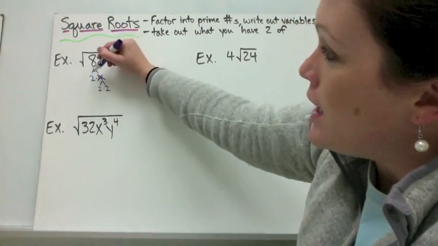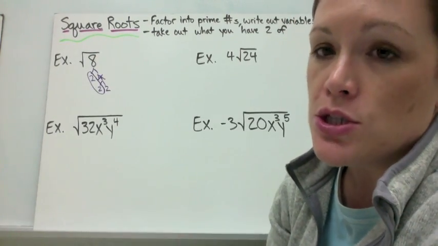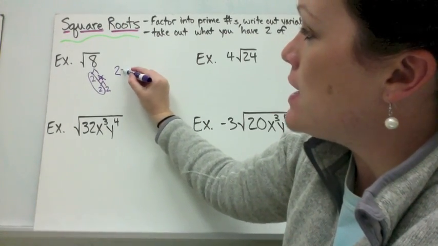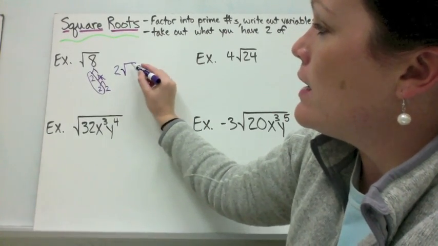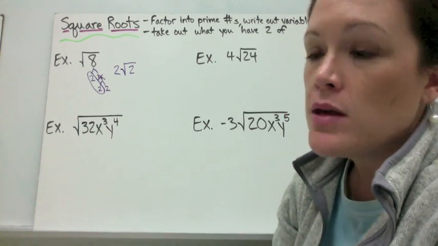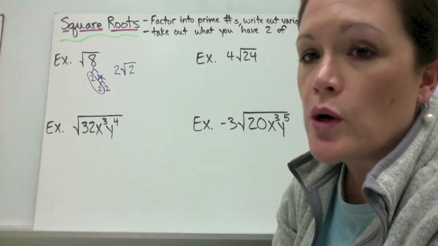So now we can see we have a pair of 2's. So we could take out 1 2 for that pair of 2's. So we'll have 2 on the outside, and left over, we have this 2 that we haven't circled. So that would be our simplified radical. The square root of 8 is equivalent to 2 square root 2.